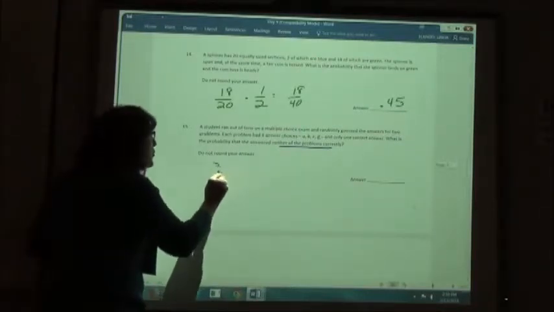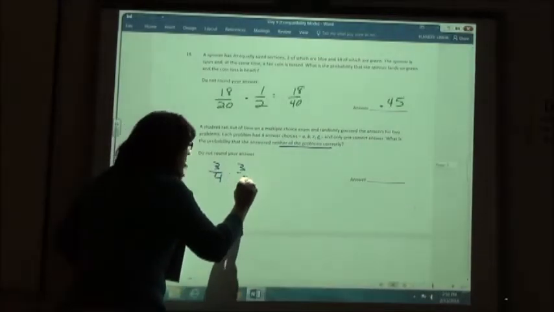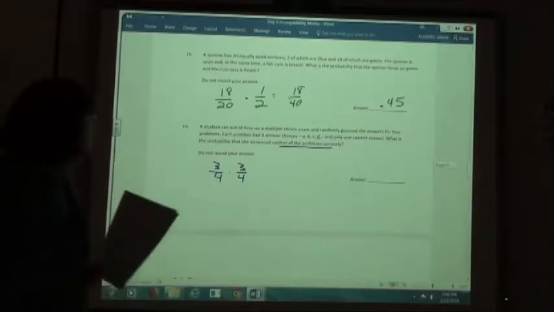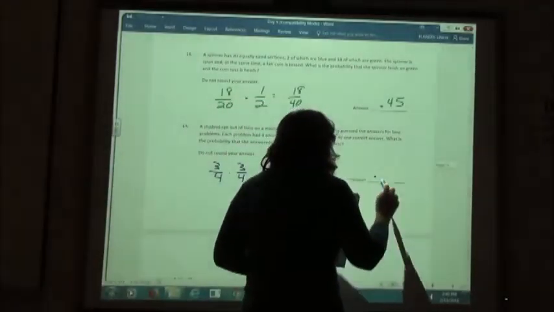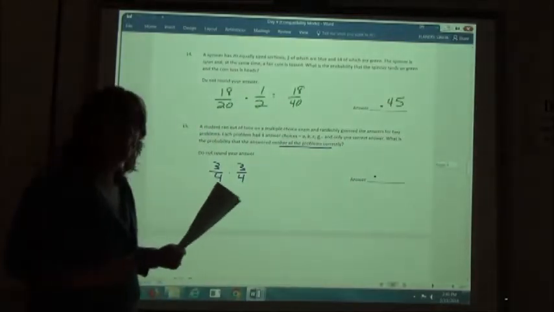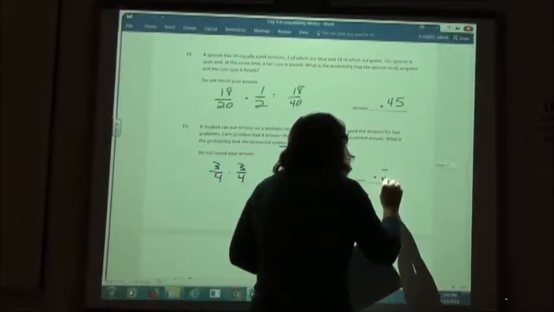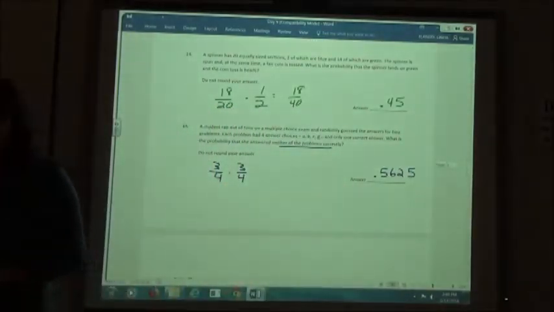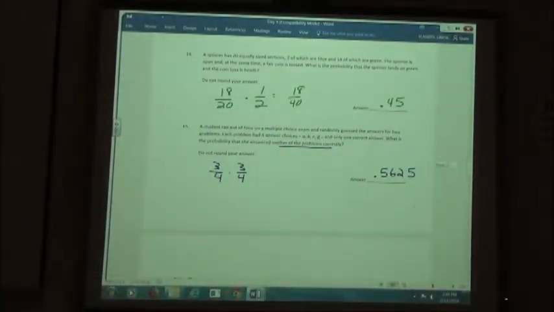3/4. I have 2 questions, and the probability for each of them is going to be the same, right? So 3/4 times 3/4 is how I would find that. Is it 0.5625? Yep. You should get 0.5625 when you multiply that out.